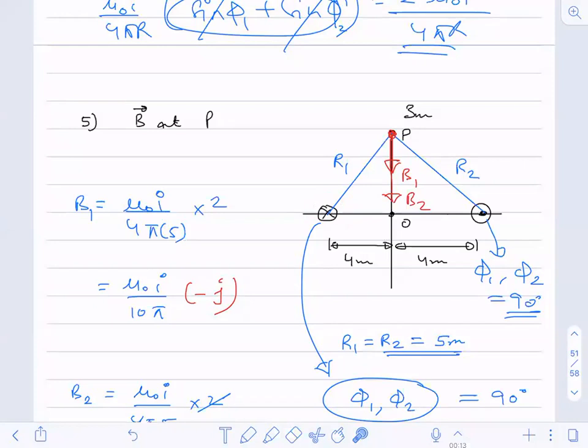Okay, hold your pen or pencil, whatever you have, such that your thumb points towards the tip of the pen or pencil. If you are able to do that, just see where your fingers are going. Are they going towards the vertical line downward? Yes. Okay, so that's the direction I have drawn, that's the direction of B1.